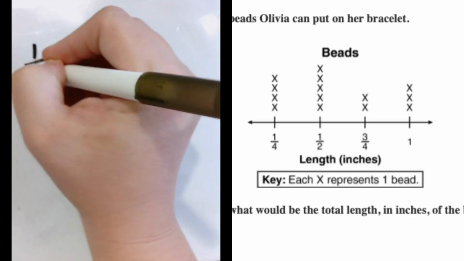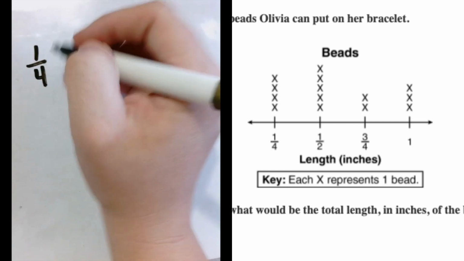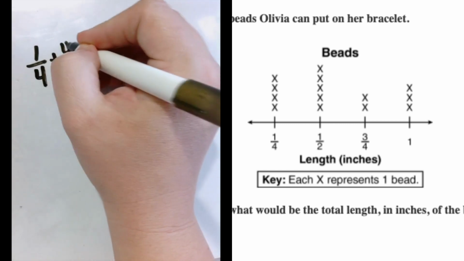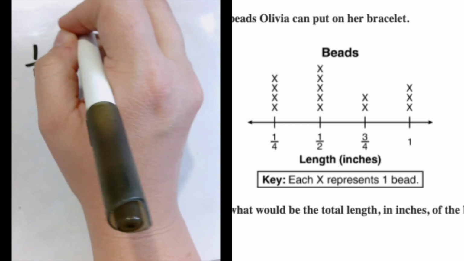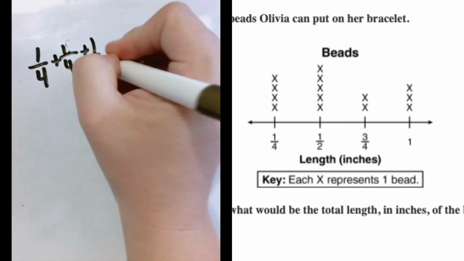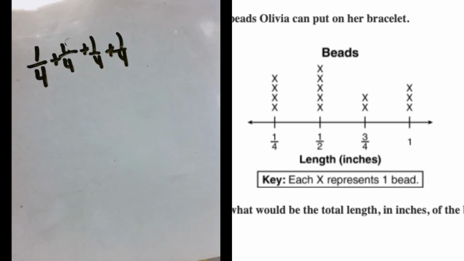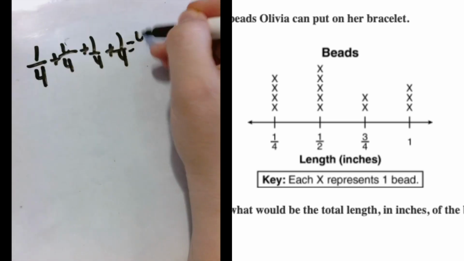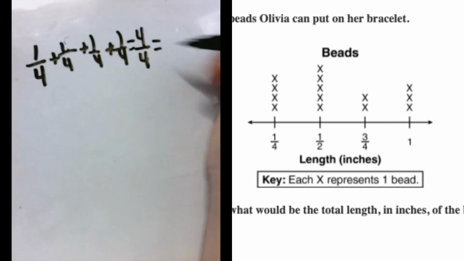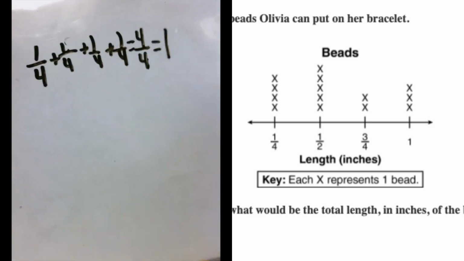All right, so 1/4, I see 1/4 4 times. So I'm going to do 1/4 plus 1/4 plus 1/4 plus 1/4. You could also do 1/4 times 4, and you will get 4/4. 4/4 is equal to what? I hope you said 1, because it is. All right, so I hope that you get the idea. If you'll go ahead and pause the video, you can add up all the other lengths, and then we'll see if we get the same answer.